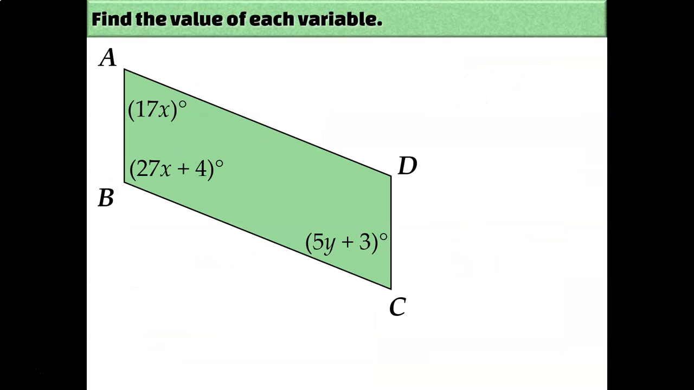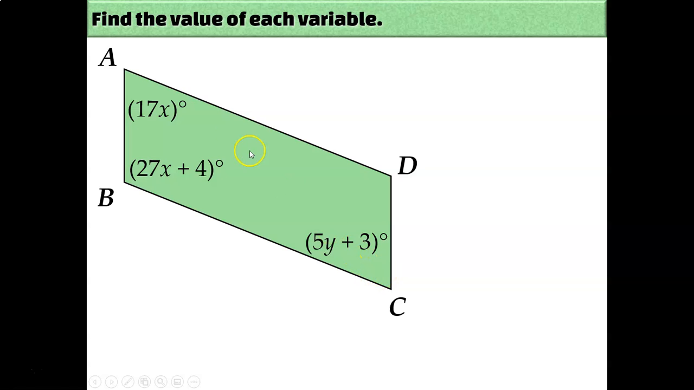Okay, well, given that ABCD is another parallelogram, how are we going to figure out x and y? Well, you might be tempted to say, okay, well, A and C are opposite angles in a parallelogram, therefore they're equal to each other, so 17x equals 5y plus 3. But that equation would have two different variables, and I can't solve an equation that has two different variables.